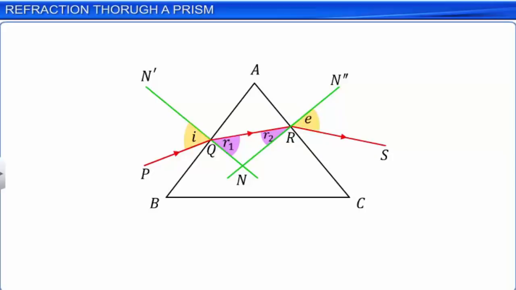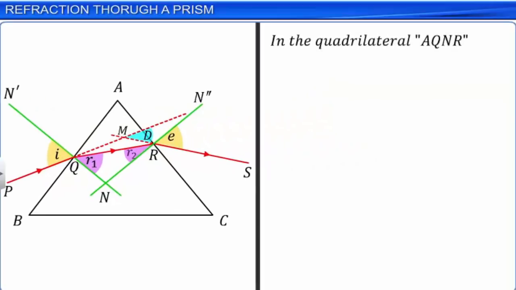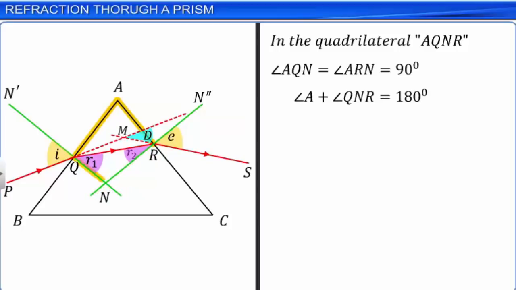In the quadrilateral AQNR, angles AQN and ARN are right angles. Hence, angle A plus angle QNR is equal to 180 degrees. Let this be equation 1. Since the sum of the angles in a triangle is equal to 180 degrees, in the triangle QRN, R1 plus R2 plus angle QNR is equal to 180 degrees. Let this be equation 2. From equations 1 and 2, we can write that angle A is equal to R1 plus R2.